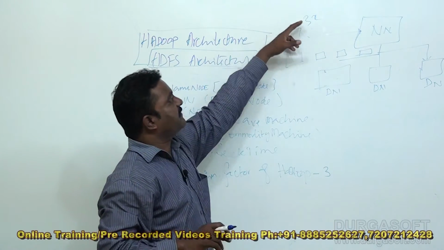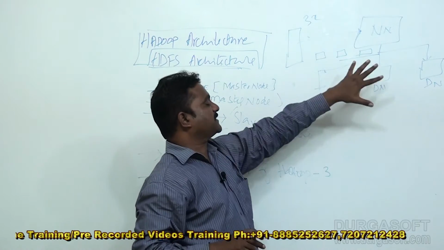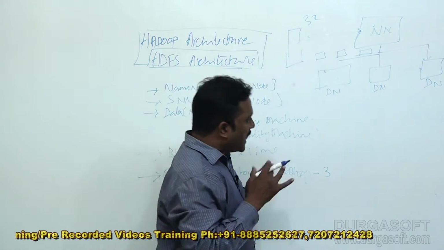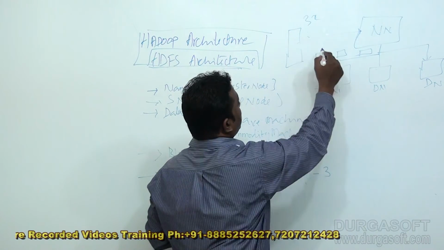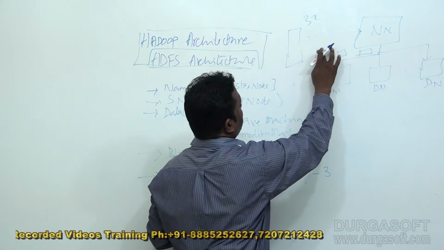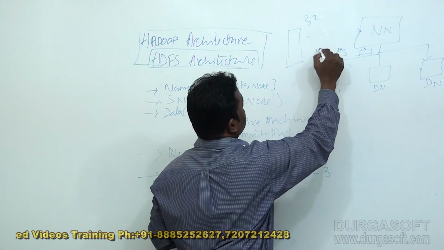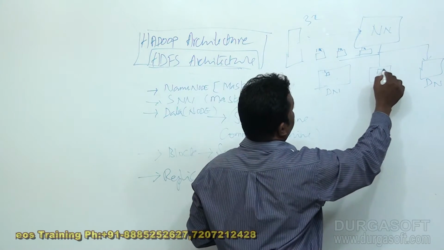Now my file is of 3x size. I want to place this on my cluster. So obviously, as I said, the file would be divided. To make our understanding a little easier, my file 3x is divided into 3 equal portions, each of size 1x. So I will keep one here and one here.